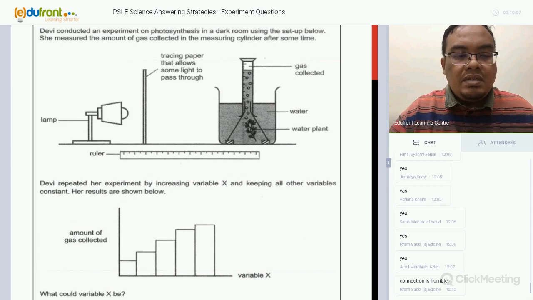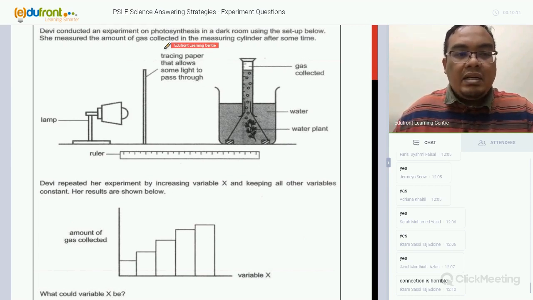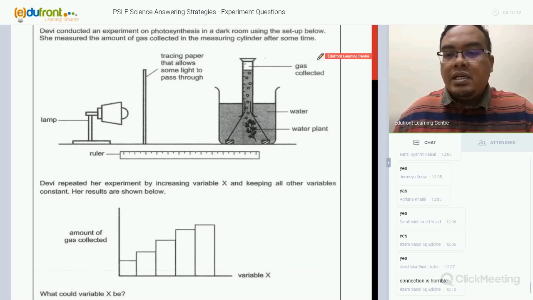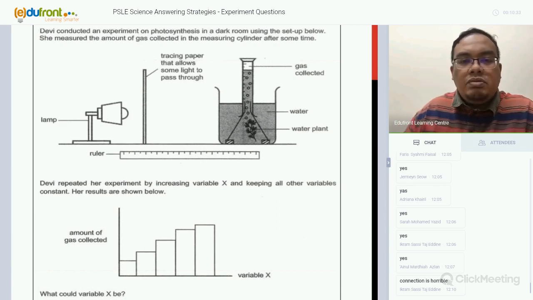Okay, so this is taken from the MCQ. All right, Davy conducted an experiment. Now an experiment question is slightly different from an application question, right? If you remember, last week we did a session on application questions. Application questions show a day-to-day situation, and you're expected to apply the concepts that you have learned in PSLE Science to the situation given to you.